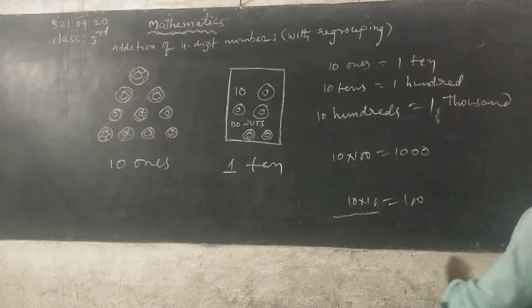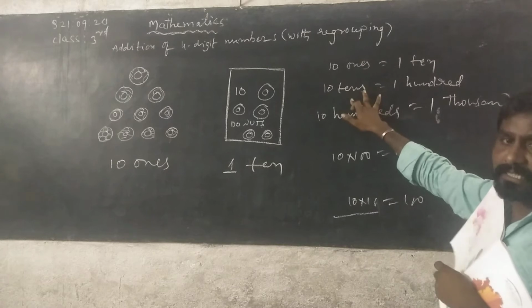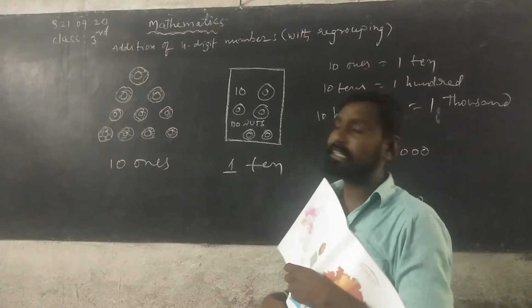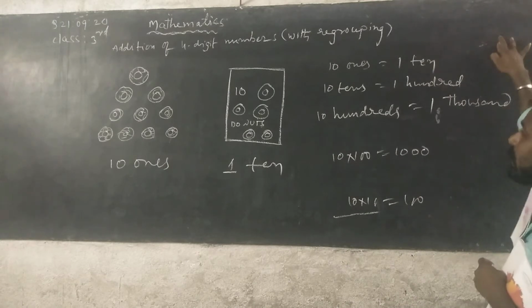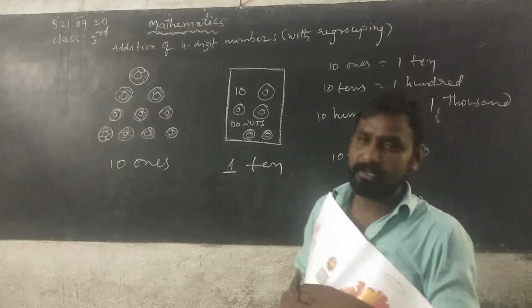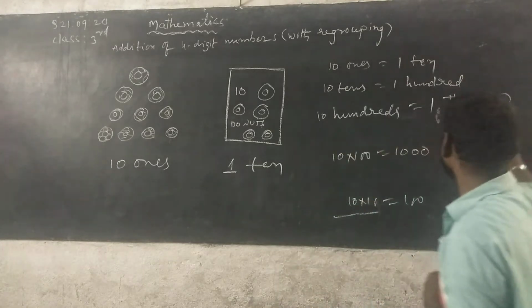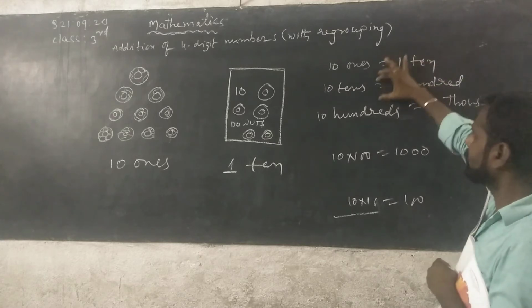So once again, 10 ones make a 10. 10 tens is nothing but 10 into 10. 10 tens make 100. Next, 10 hundreds means 10 into 100. What do we get? You get 1000. 10 hundreds make a 1000. So this is the main important thing.